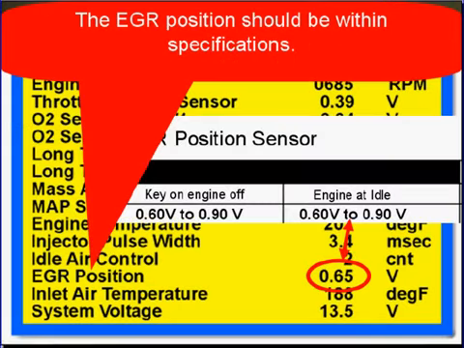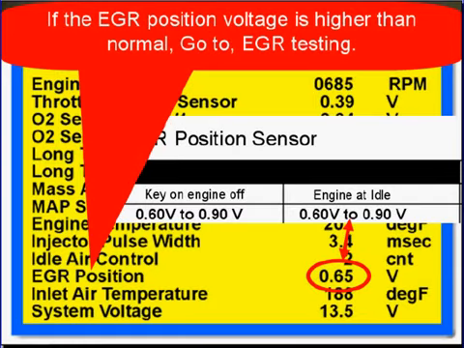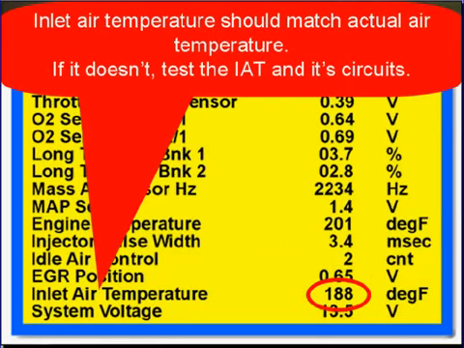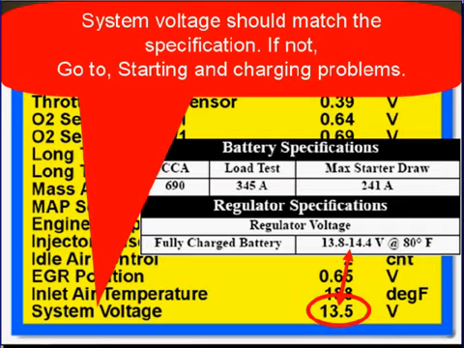The EGR position should be within specifications. If the EGR position voltage is higher than normal, go to EGR testing. Air inlet temperature should match the actual air inlet temperature. If it doesn't, test the IAT and its circuits. System voltage should match specifications. If not, go to starting and charging system problems.